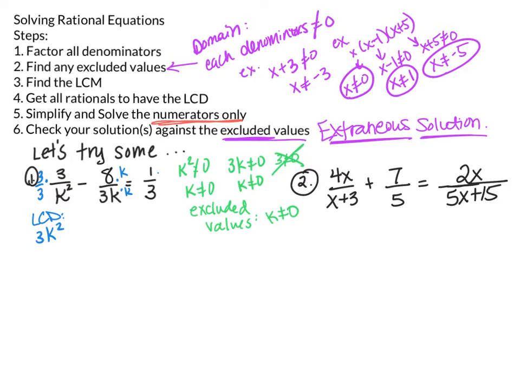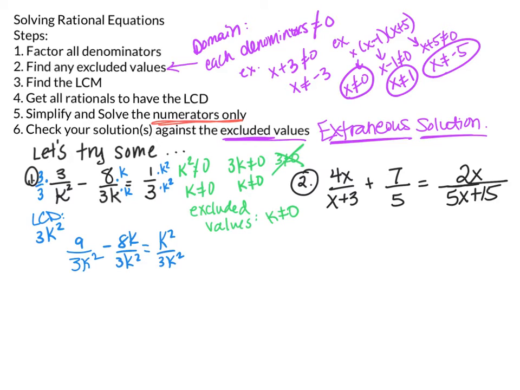The last one's going to have to get multiplied by k squared. All right? Now, when we do this and get all of this to have the least common denominator, I'm going to have 9 over 3k squared, minus 8k over 3k squared, equals k squared over 3k squared.